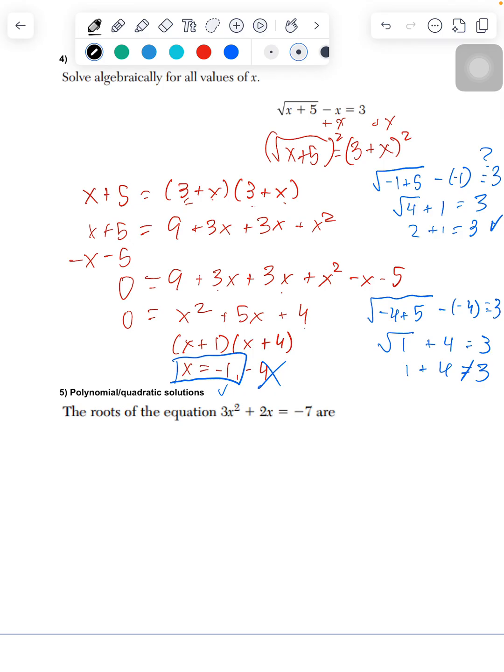All right, let's try this. This is a quadratic solution, just kind of the same old thing here, right? So remember, to solve a quadratic, I've got to set it equal to 0. So I'm going to add 7 to both sides, and I'm going to get 3x squared plus 2x plus 7 equals 0. All right, so equals 0.